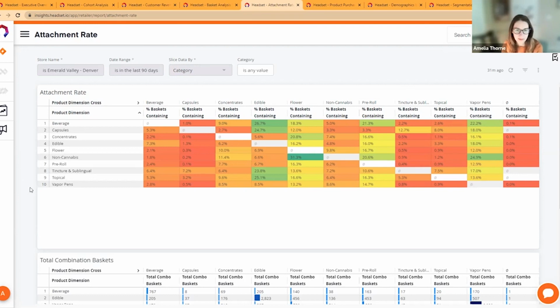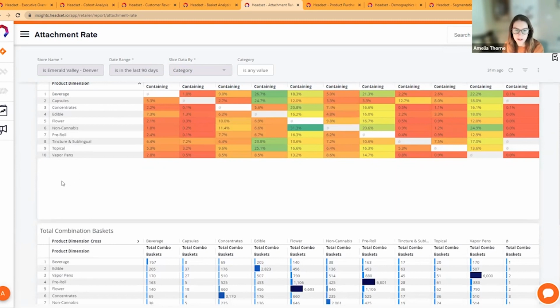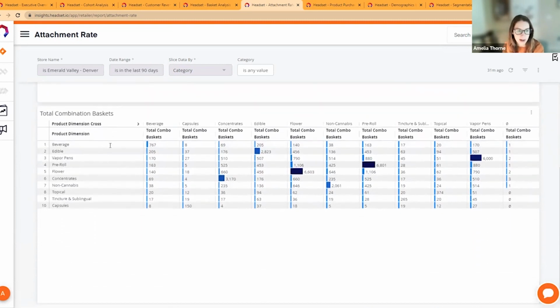So the attachment rate here, I'm going to skip this colorful thing. This is great if you want to dive into percentages and be a real nerd about things. Total combination baskets makes more sense in my mind. So what we can notice is, I'm going to stick with our flower example, our flower table here. We're looking at the total combo baskets when flower is included. So we see the big number here is 6,603. That's when flower is purchased just by itself, or when flower shows up in the basket.